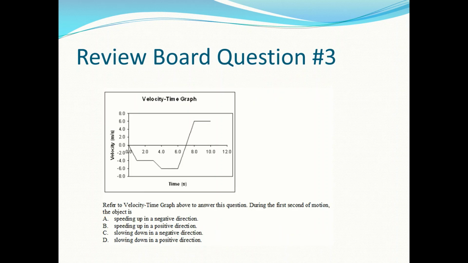So during the first second of motion, the object is, so this looks like the first second of motion. So we're going from a speed of 0 to a speed of 4. So we're speeding up, but we're doing it in a negative direction. So A is the correct answer.